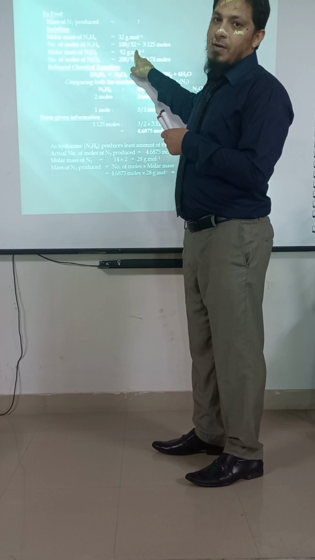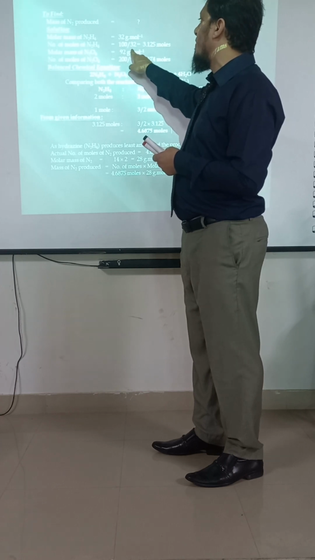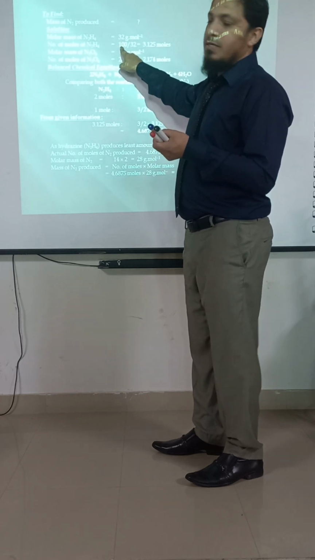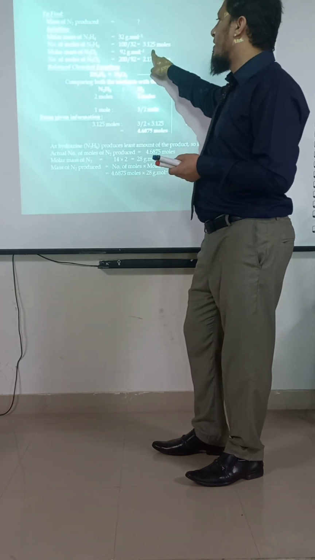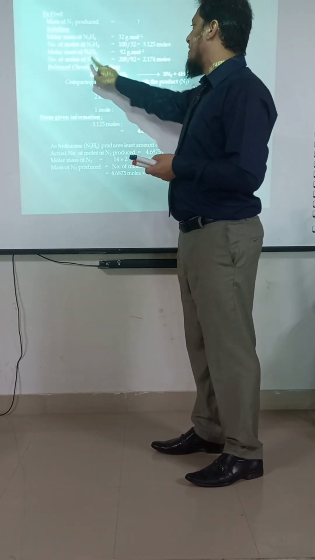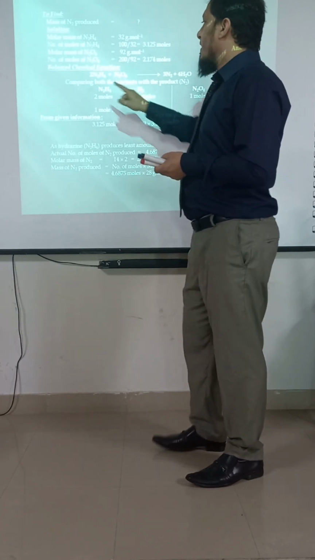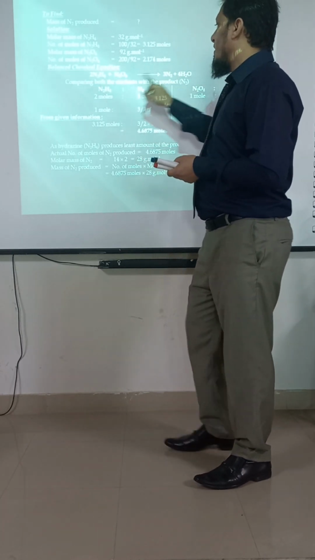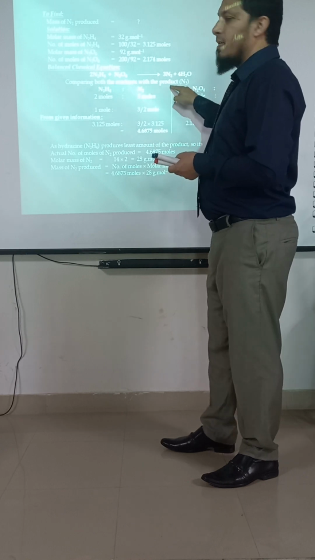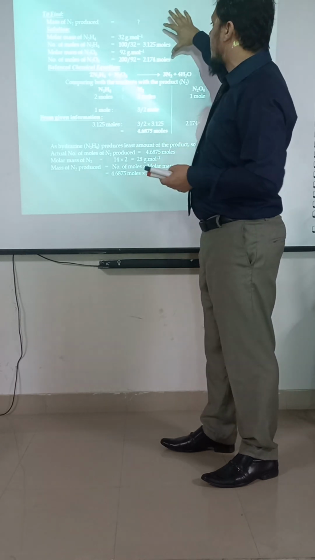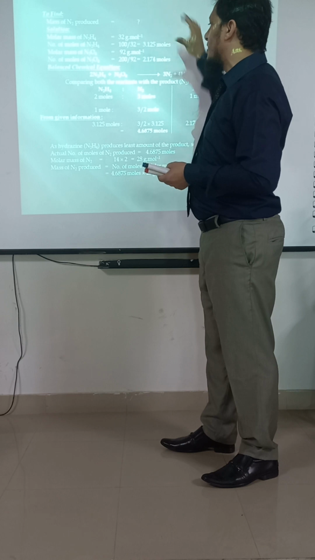So when we divide 100 by the molar mass of N2H4, we will get the moles of N2H4. Similarly, we will calculate for N2O4, which is 2.174. From the balanced chemical equation you can see over here, so we will compare. Basically the first step was to calculate the number of moles of each reactant.